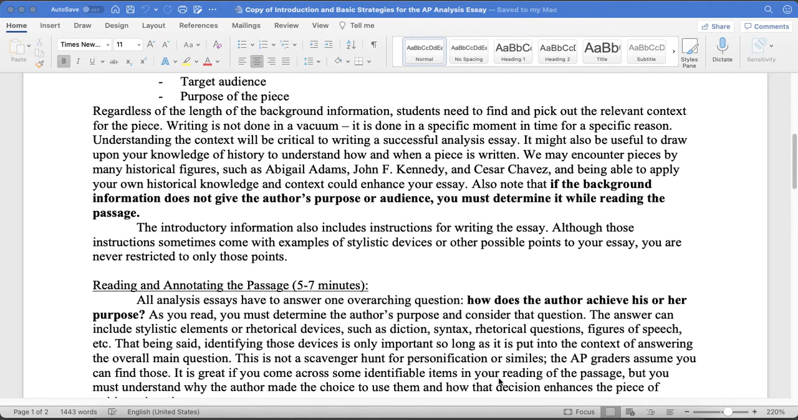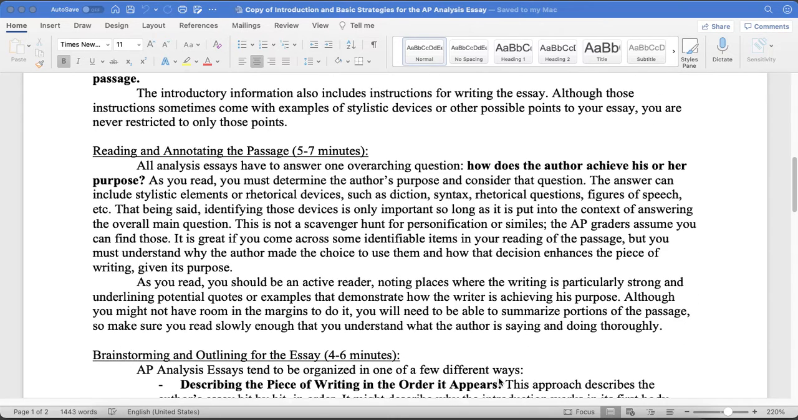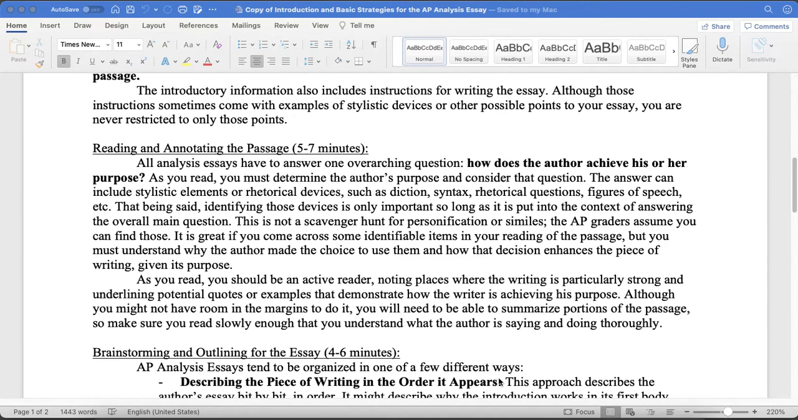The introduction information also includes instructions for writing the essay. Usually that's the exact same thing or very similar on all of these, and says something along the lines of what rhetorical moves does the author make in order to achieve his or her purpose. And that is really broad. Like, it will allow you to write about all kinds of different choices the author makes.